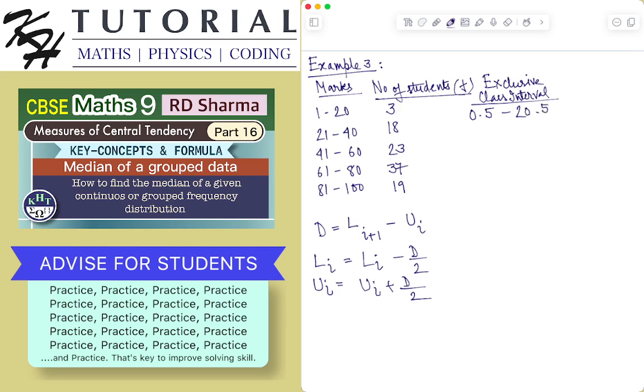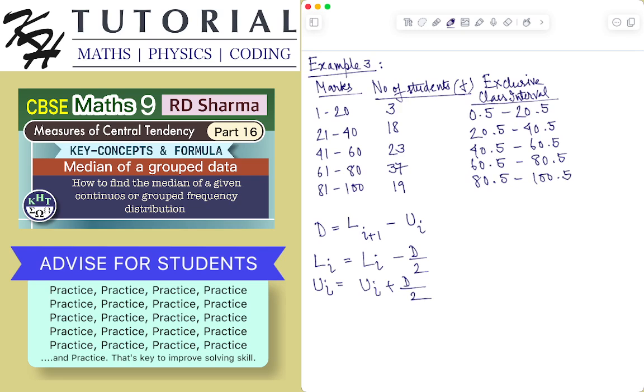20.5. So again the next class interval 21 to 40, the lower limit will get decreased by 0.5, so it will be 20.5 to 40.5. In this way you will see that the class intervals will become continuous. That is, the upper limit of any class will be equal to the lower limit of the next class. So now the class intervals are in the exclusive form.